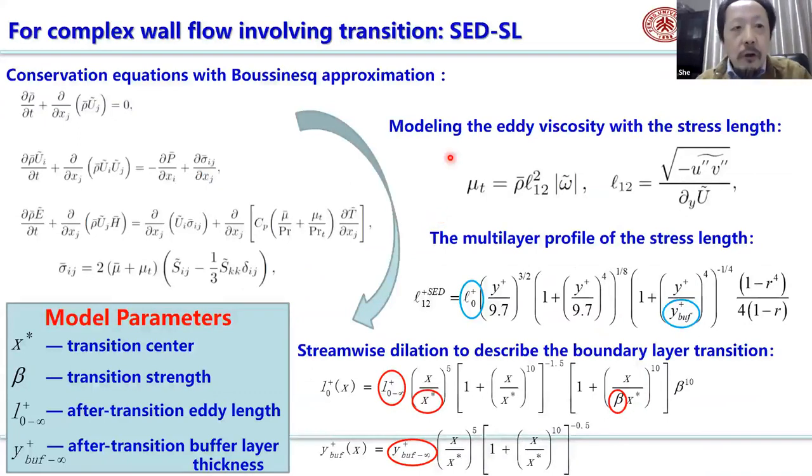Now, let's talk about the complex wall flows. These are the canonical situation. Complex wall flows involve transitions, so there are streamwise variations. Therefore, we have to resolve the whole RANS equation. This is the energy equation, the mass equation, and the momentum equation.